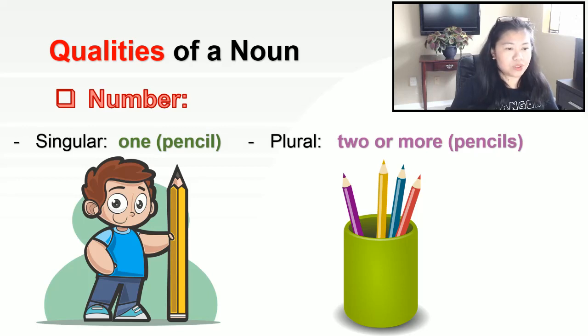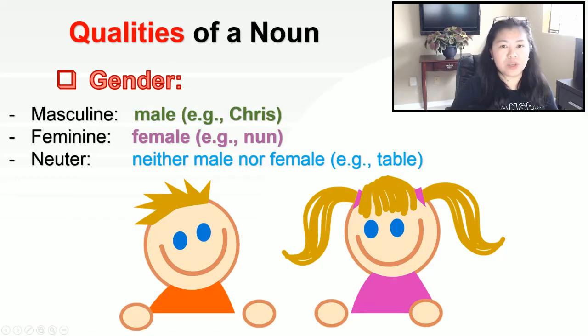And then we go to the third one, which is the gender. We know that a gender is masculine when it's male. For example, Chris. I assume that Chris is the name of a man. Feminine, of course, talks about female.